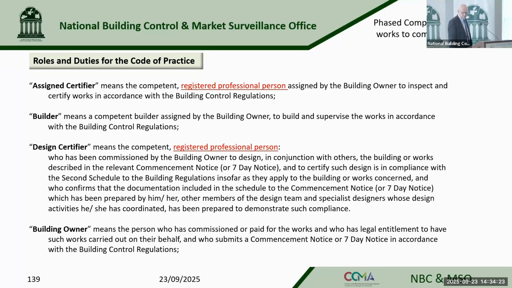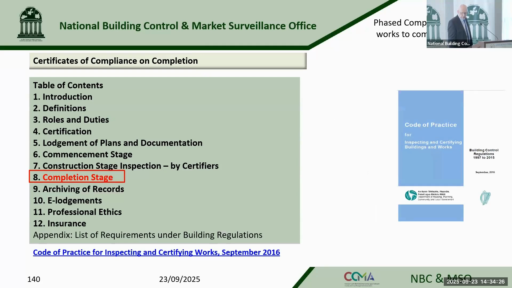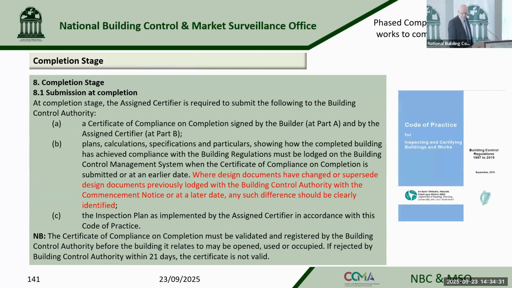So in the Code of Practice, Section 8 goes through the completion stage. Under Section 8.1b, just to note, where design documents have changed or superseded design documents previously lodged with the Building Control Authority with the commencement notice, or an update, any difference should be clearly identified. So when you're submitting your CCC, you have to clearly identify if there are any changes to any of the works that would be major enough to require notification to the Building Control Authority.